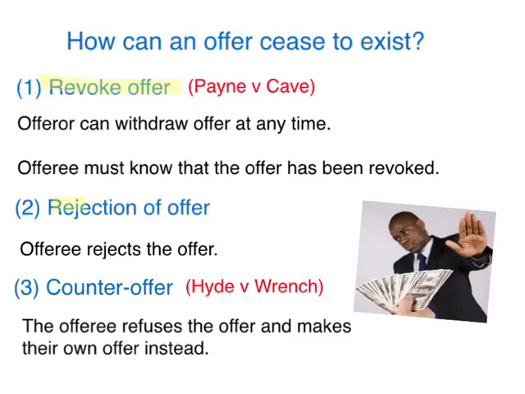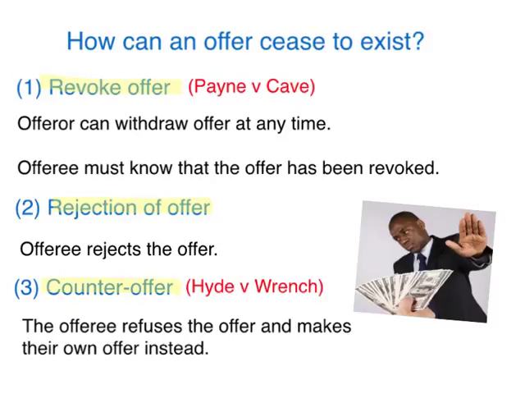Now there's also rejection of an offer. So if an offer is made, it isn't certain that the person who it's been made to is going to accept, so the offeree is entitled to reject it. For example, if it's too much money, or they've decided they don't want to go ahead with the venture. And finally, a counter-offer. This is where the offeree, the person who the offer is being made to, refuses and makes their own offer instead.